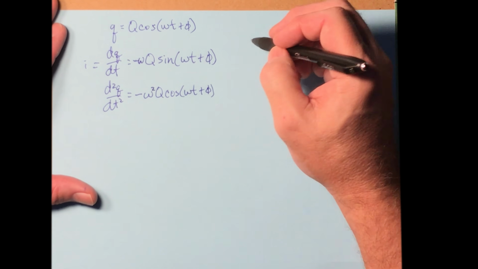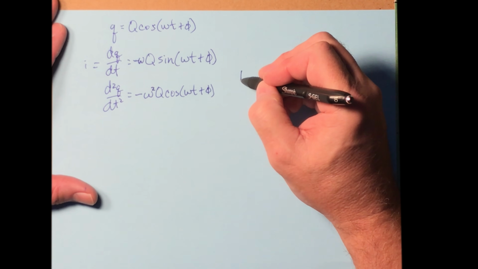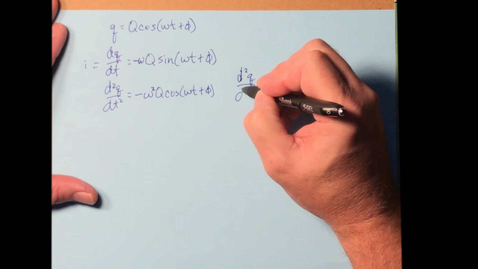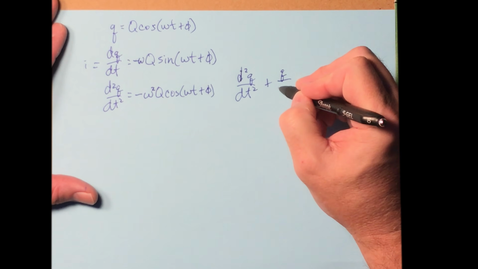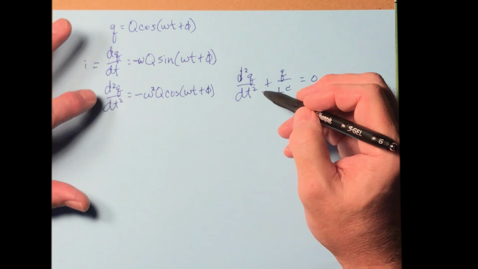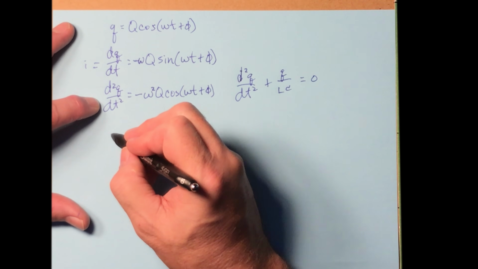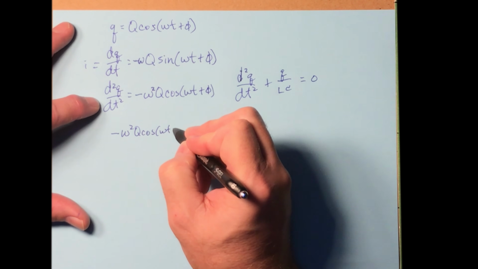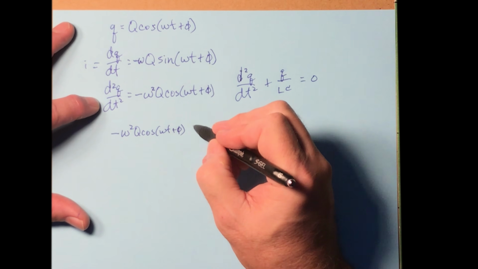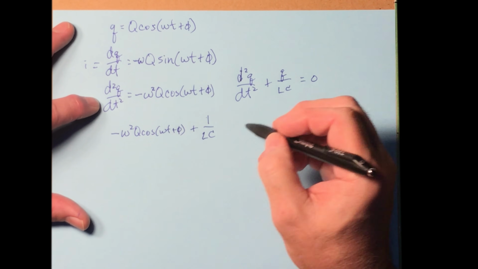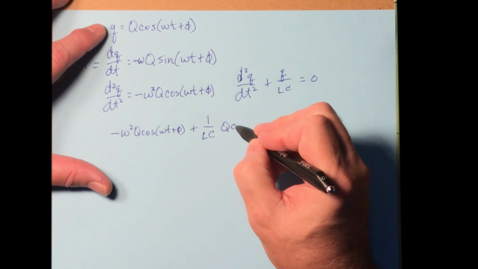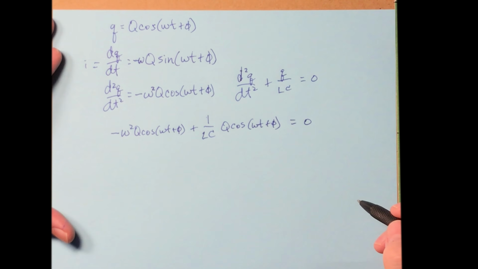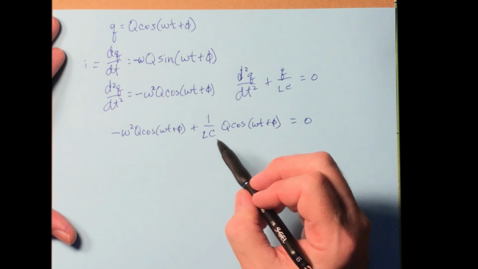All right, our equation was this: d squared q dt squared plus q over LC is 0. Well, the second derivative is, let's make some room over here, minus omega squared big Q cosine omega t plus phi, plus 1 over LC times q, and q was big Q cosine omega t plus phi, and that has to equal 0. All right, well, let's see what we can do here.